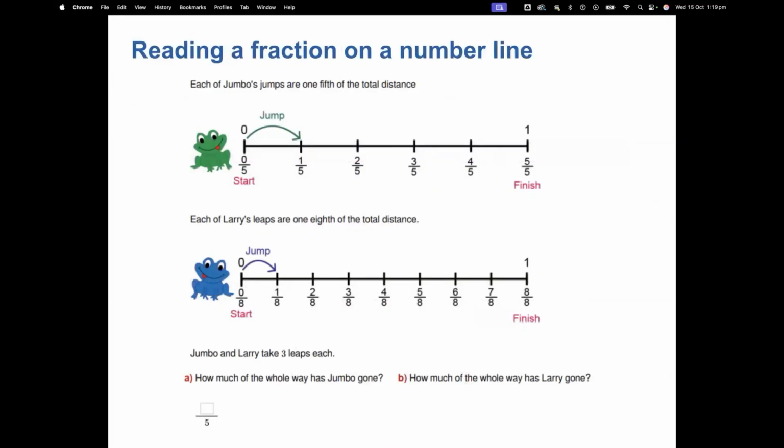Again, we're still talking about reading fractions on the number line. Now we're connecting that idea of, what's bigger, 1/5 or 1/8? And you see here, it's really clear on this number line when you consider the context that we've used, that Jumbo's jumps are bigger than Larry's jumps, and therefore 1/5 is larger than 1/8. So it's the same idea, but we're using multiple representations to connect these ideas.